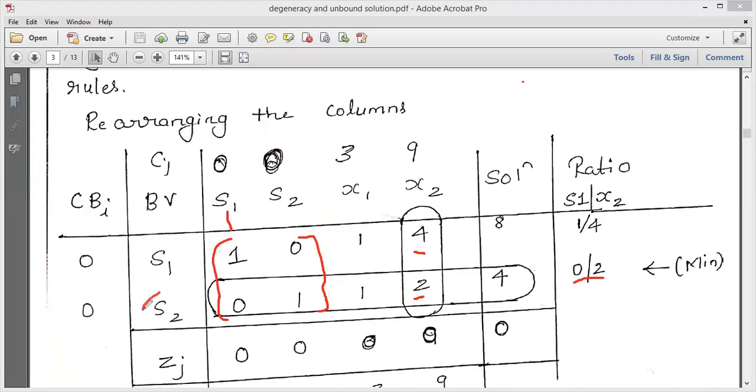Now we know that S2 will be the outgoing variable and X2 will be the incoming variable in the next iteration. Sometimes what happens is that after dividing the first column values with the key column values, we may not get a unique value. In some problems you may not get one. In that case you have to consider the second column: pick the values present in the second column and divide those values with the key column values.